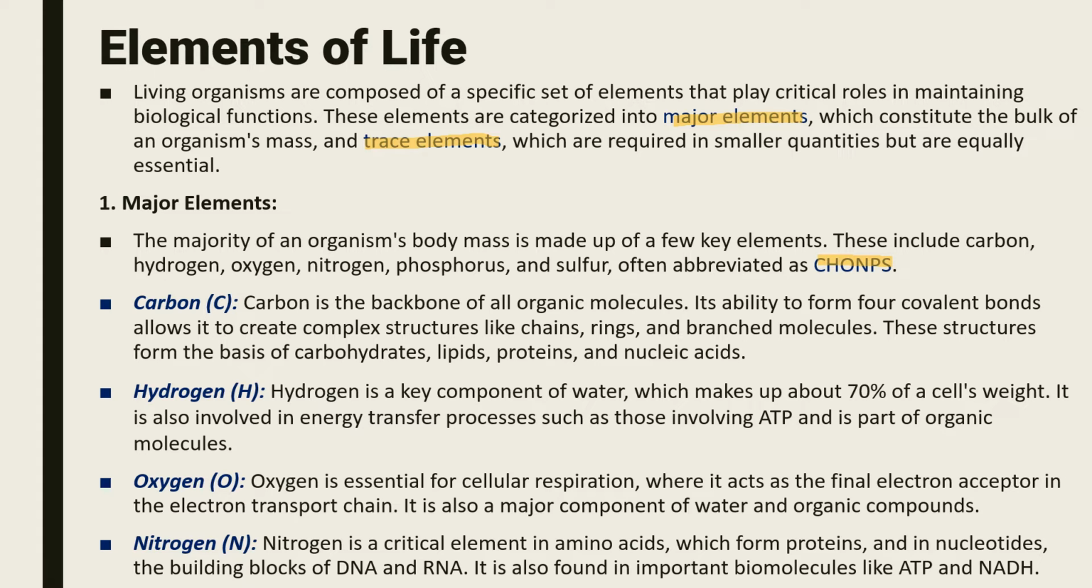So the first one is carbon. Carbon is the backbone of all organic molecules. Its ability to form four covalent bonds, this is the most common thing about carbon, allows it to create complex structures like chains, rings, and branched molecules. For example, we can say carbohydrates, lipids, proteins, and nucleic acids. All of these have carbon.